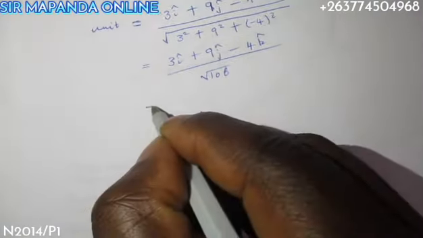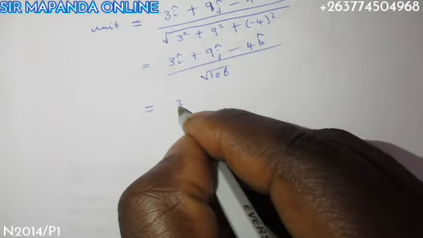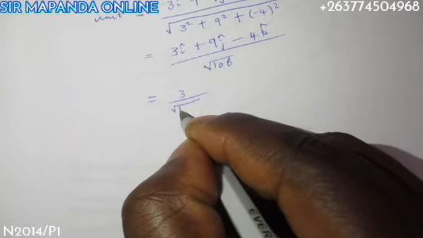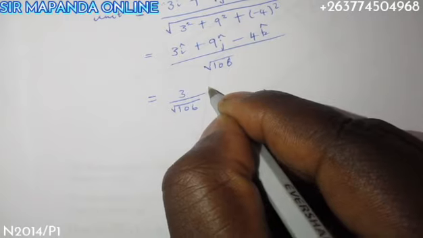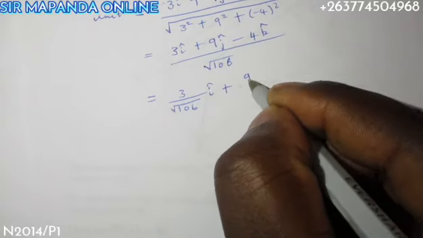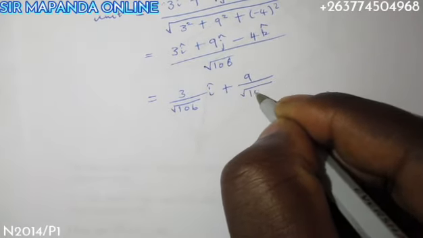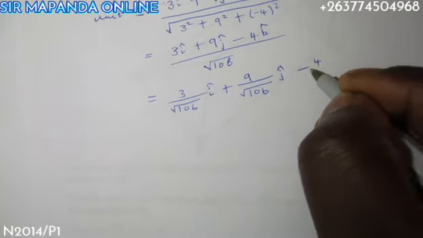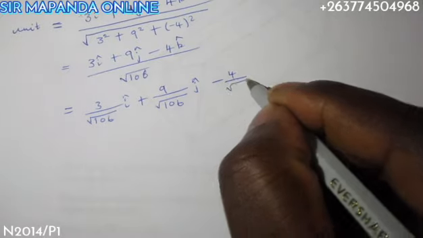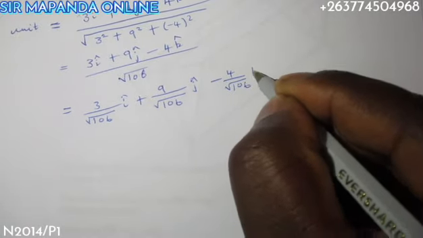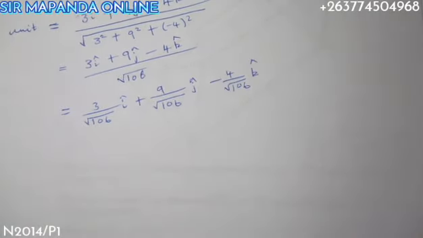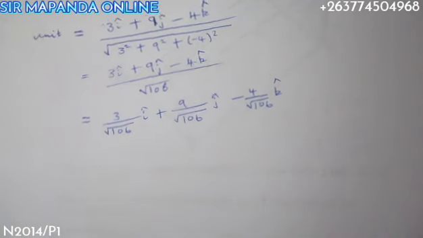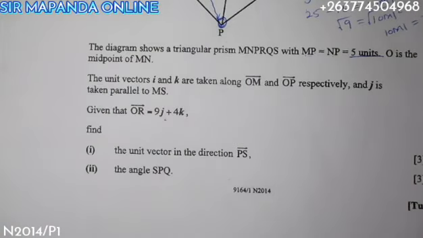So our final answer can be written as 3 over square root of 106 i plus 9 over square root of 106 j minus 4 over square root of 106 k. This is our unit vector. I hope you are following. We move on to the next question.